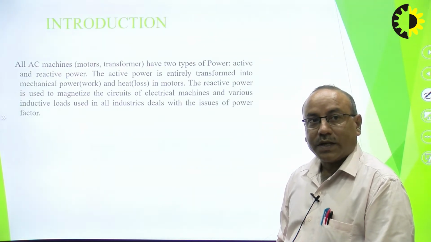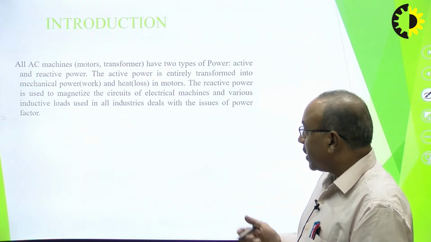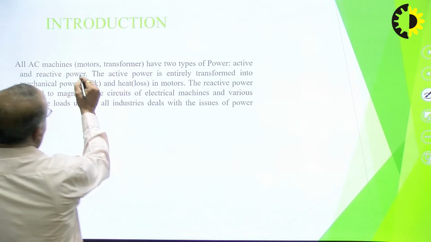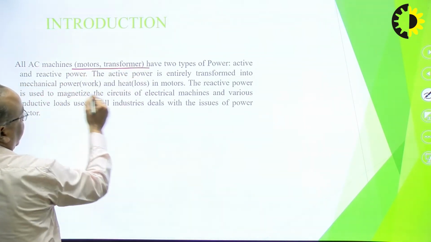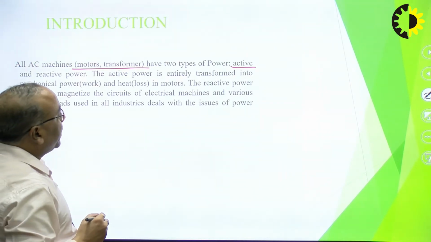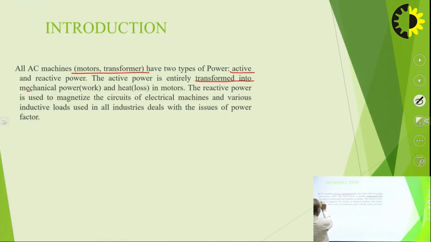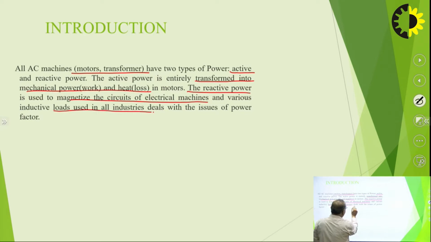If we go further, first is the introduction part. All the AC machines like motors and transformers have basically two types of power, that is active power and reactive power. Active power is entirely transformed into mechanical power or work in case of motors, plus some heat loss, also known as copper loss, which takes place during this transformation from electrical power to mechanical power. While reactive power is used to magnetize the circuit of electrical machines and various inductive loads which are used in all the industries.